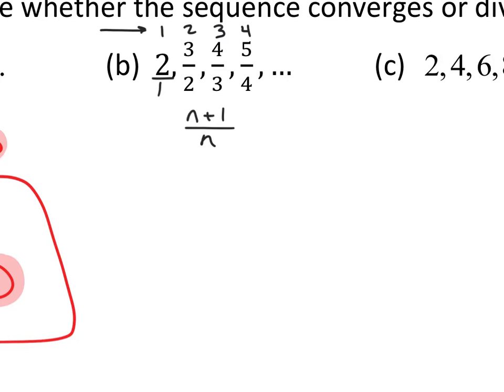Now let's make sure that that fits everywhere else. For the second spot, 2 plus 1 is 3, and then 2, and that works. 3 plus 1, 3, and that works. 4 plus 1, 4 in the denominator. Hey, that's my pattern right there.